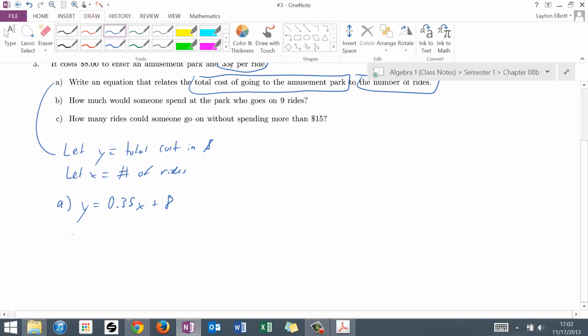And then it says, for part B, how much would someone spend at the park who goes on 9 rides? Well, 9 rides, that's an x, so I want to substitute x equals 9. Y is equal to 0.35 times 9 plus 8, which is 3.15 plus 8, or $11.15.